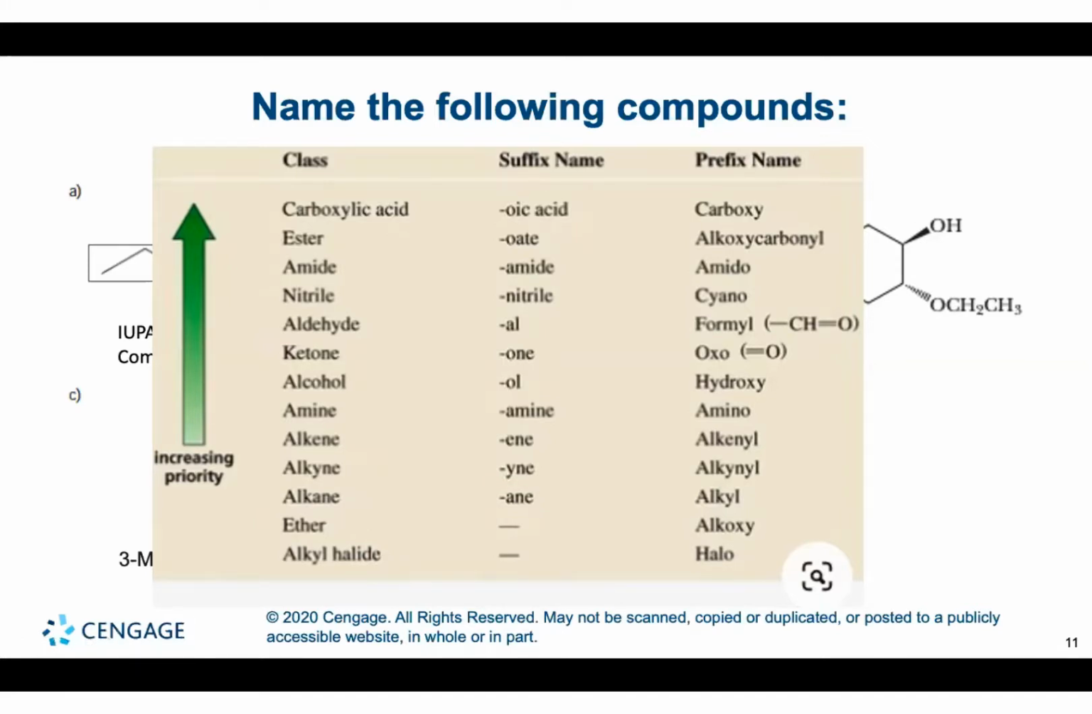Until now, let's see which functional groups we have talked about. I talked about alcohols right here, where the suffix is -ol, right? They end with -ol. We talked about alkenes, where the suffix is -ene. We talked about alkynes. They end with -yne. Alkane, -ane, and ether.